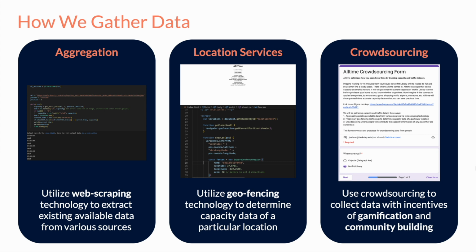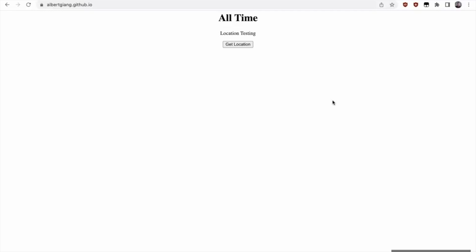The next way we gather data is through location services, where we utilize geofencing technology to determine the capacity data of a particular location. Again, this is a proprietary algorithm that we developed ourselves. Let's take a look at this now. And we have a demo of our location detection technology.